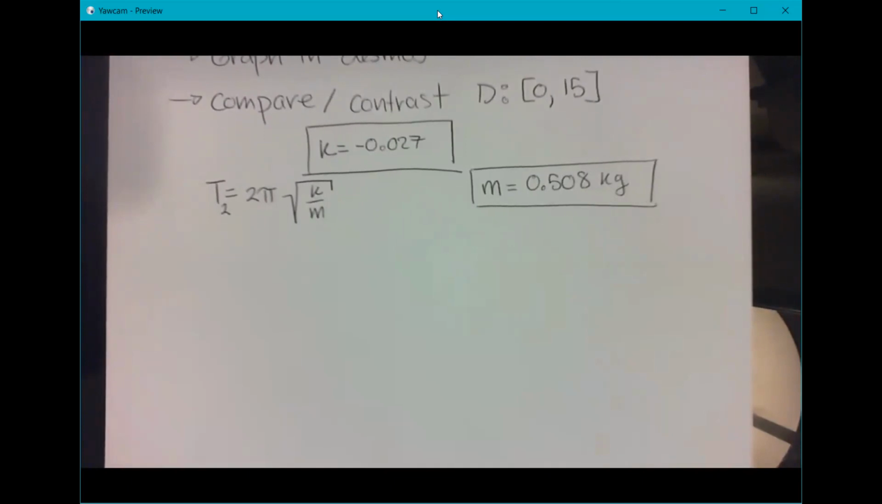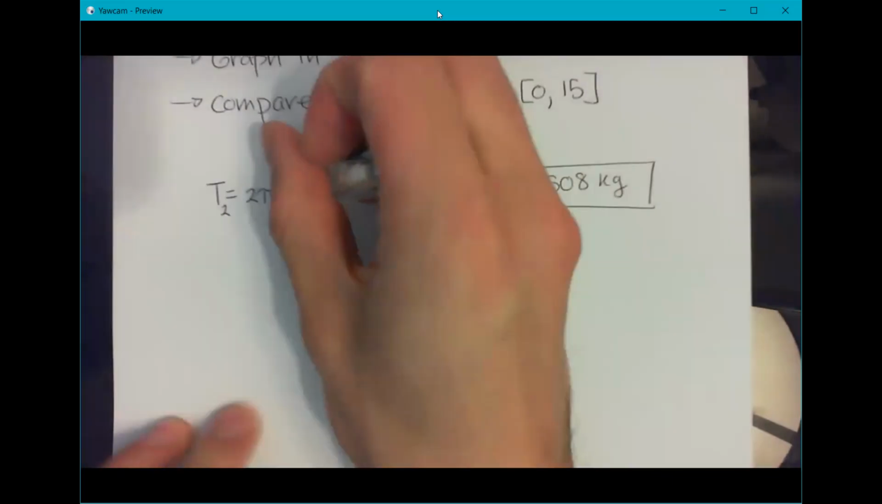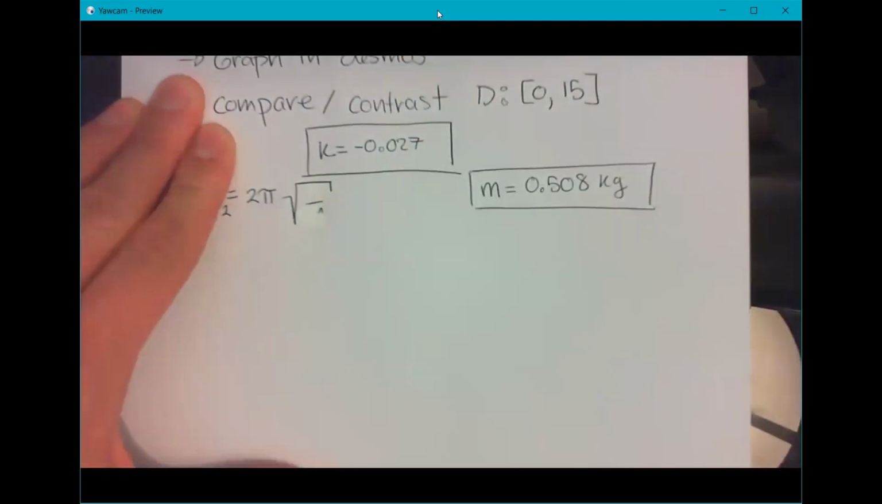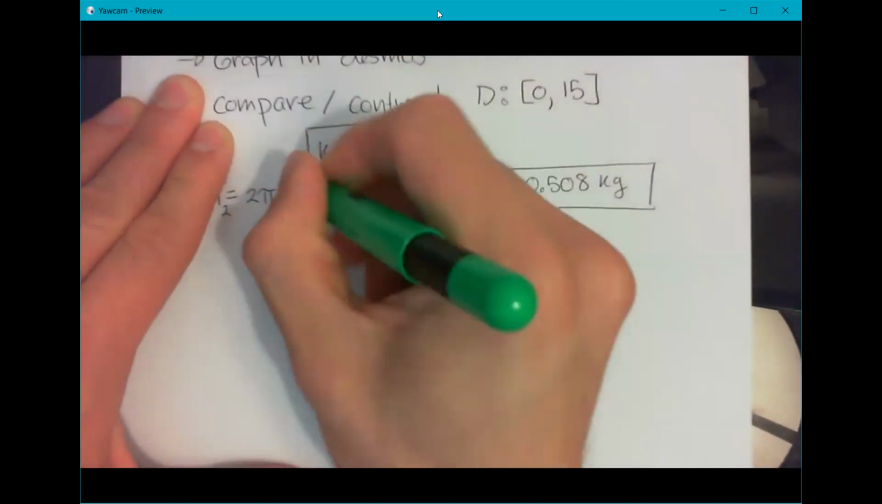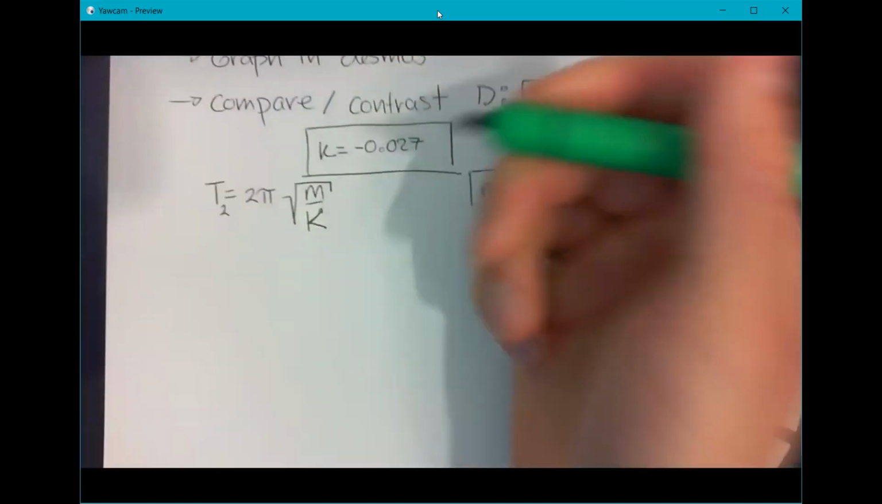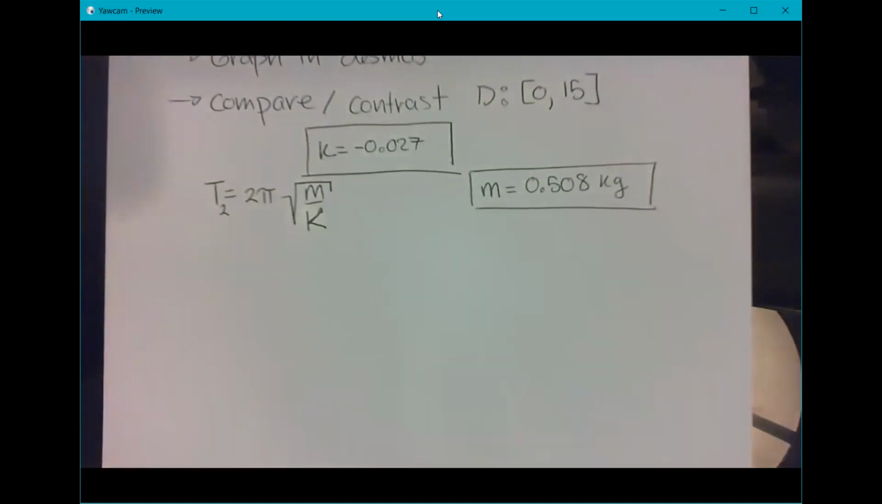Yes? I think it's m over k. We did k over m last time. Oh yeah, I said that last time. M over k. And so we're also going to need to get the K constant, which is why we took down the displacement when I hung the weight on it.